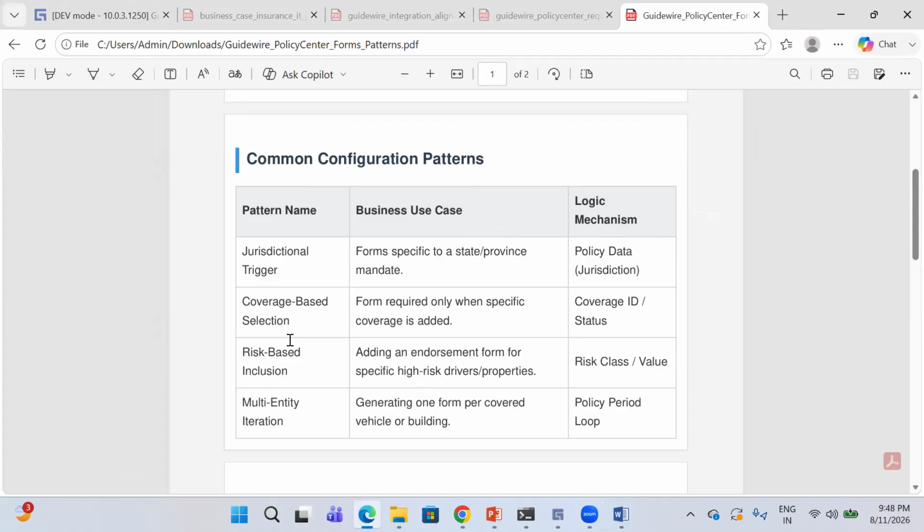This is the mechanism. Next, for example, we are generating one form per covered vehicle or building. Only one form we are creating, for vehicle as separate and building as separate, but you are updating multi-entity iterations. Why? Because this is one form, but as far as the coverage is concerned, it can be used for either vehicle or building, so multiple entry iterations are taken. At this level, we need to consider the policy period loop. These are the basic patterns and use cases we should know whenever we are working on the policies.